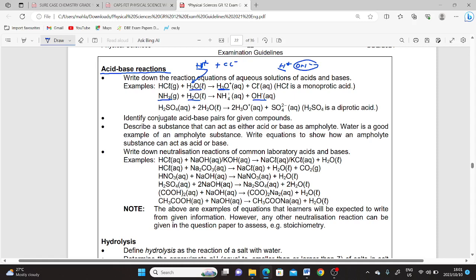Then let's get this one, H2SO4 plus H2O. Now before balancing, what happens here? It means H2SO4, we agree that it's a strong acid. Now being a strong acid, it reacts with water.